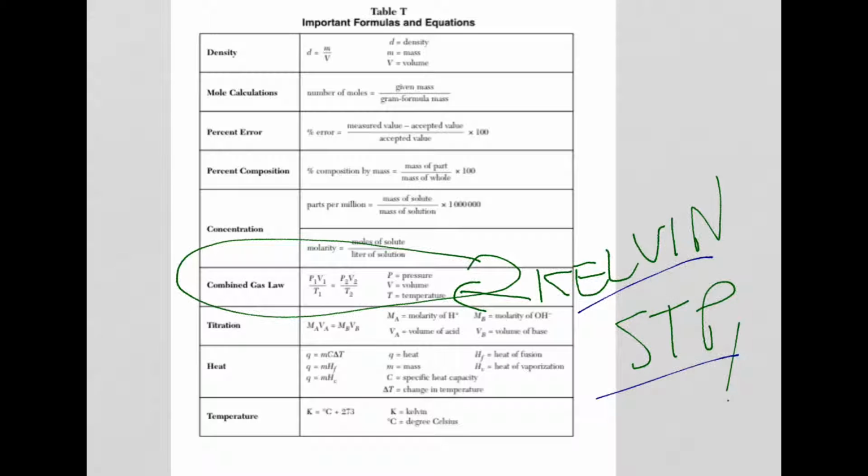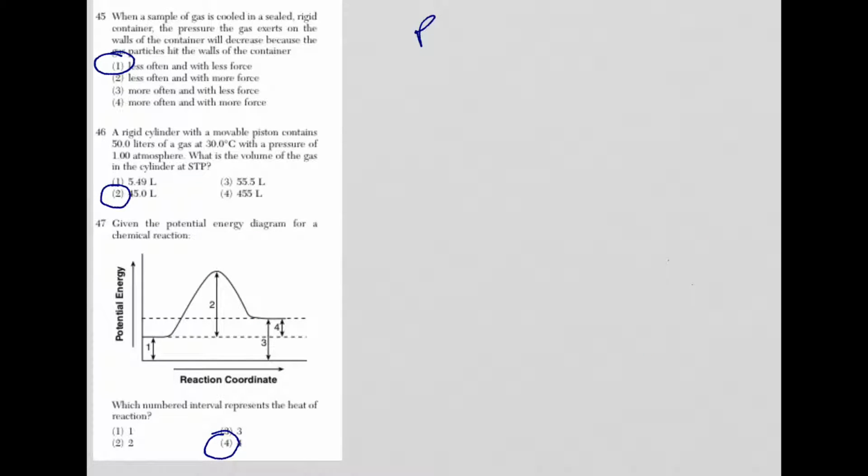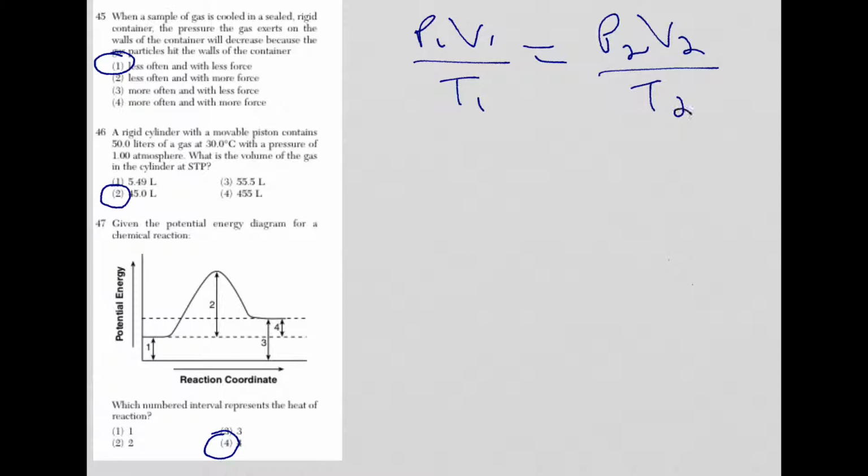The pressure, volume, and temperature of a gas with initial conditions, and then when we change them mathematically, it's pressure times volume divided by temperature for the final conditions. So I have P1, V1, T1 is equal to P2, V2, and T2. In question 45, we're not dealing with numbers here. It's just saying that we have a sealed, rigid container. So, of course, volume is staying constant. And the gas is being cooled.